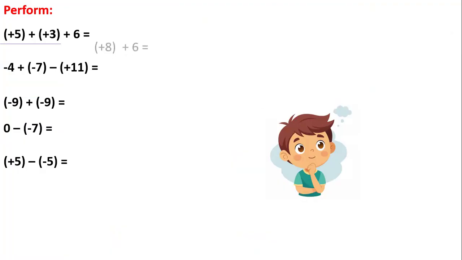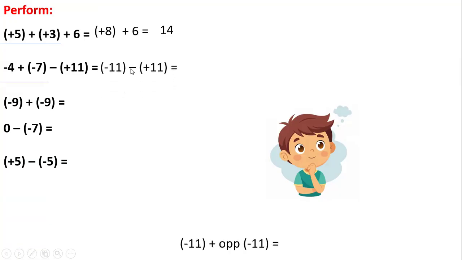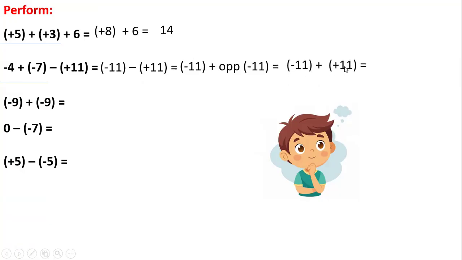Since I have addition, I start from left. Positive 8 plus 6, it's 14, or positive 14. Here, if I start from left, I'm adding a negative with a negative, so it's negative 11 minus positive 11. We change minus into plus, and we find the opposite of the second number. So it's minus 11 plus positive 11, opposites. The answer is 0. Minus 9 plus minus 9. I'm adding two negative numbers, so my answer will be negative, and we add, so it's negative 18.